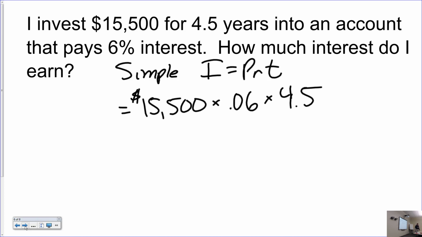Don't let me trick you into converting it. If it's 4.5 years, it's 4.5 years. So it's straight multiplication. Good old IPRT. All right, so how much interest was that? 1,185. 41.85. Okay. Again, just don't forget simple interest.